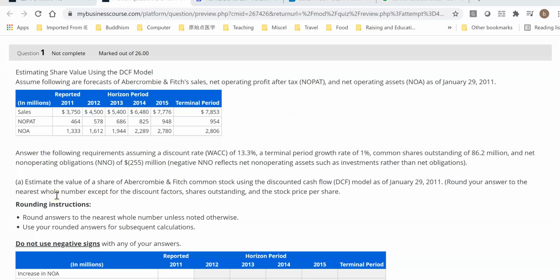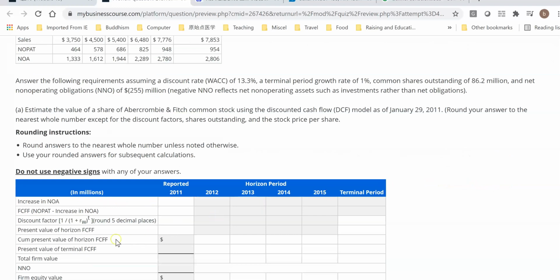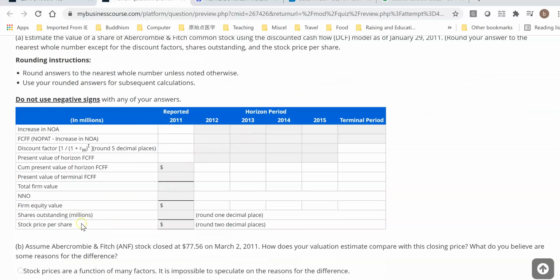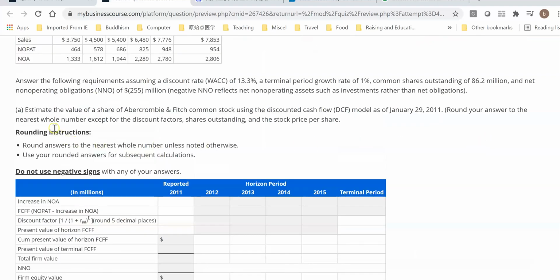So we need to pay close attention to the rounding requirement. You can see that here it asks us to round your answer to the nearest whole number except for the discount factors. For the discount factors, it asks us to round to 5 decimal places, and shares outstanding is round to 1 decimal place, and stock price per share is to round to 2 decimal places. And so part A is to estimate the value of the share common stock using the discounted cash flow model.